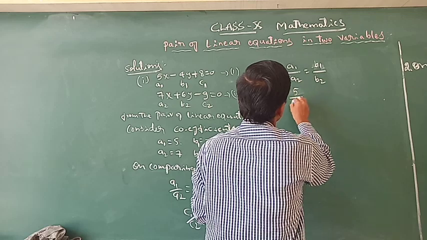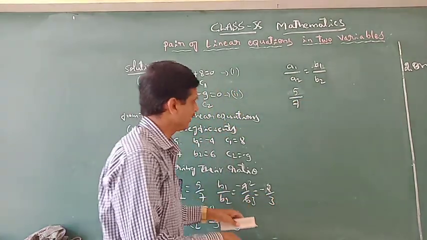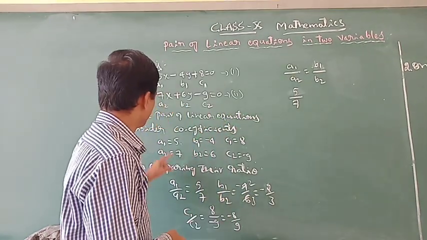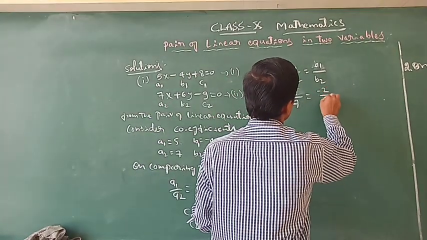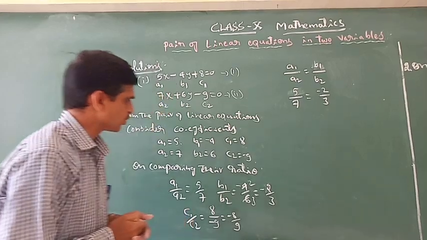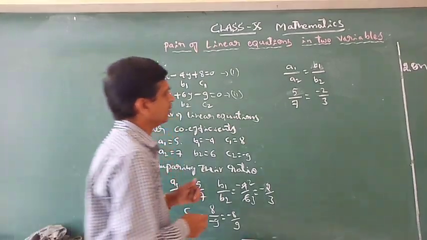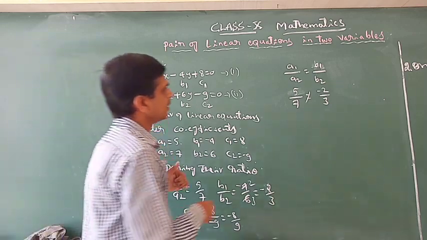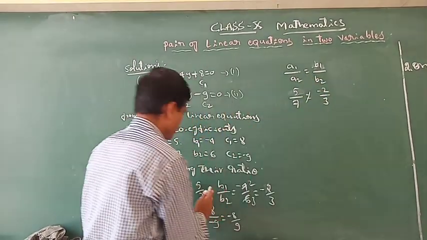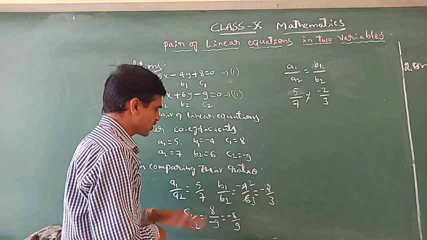So 5 divided by 7. Okay, 5 divided by 7. Next one, here it is the real part. Consider that it is -2 by 3, -2 by 3. Is it equal? Not equal. Means these first two ratios are not equal; not only this, you can take the next one automatically also.